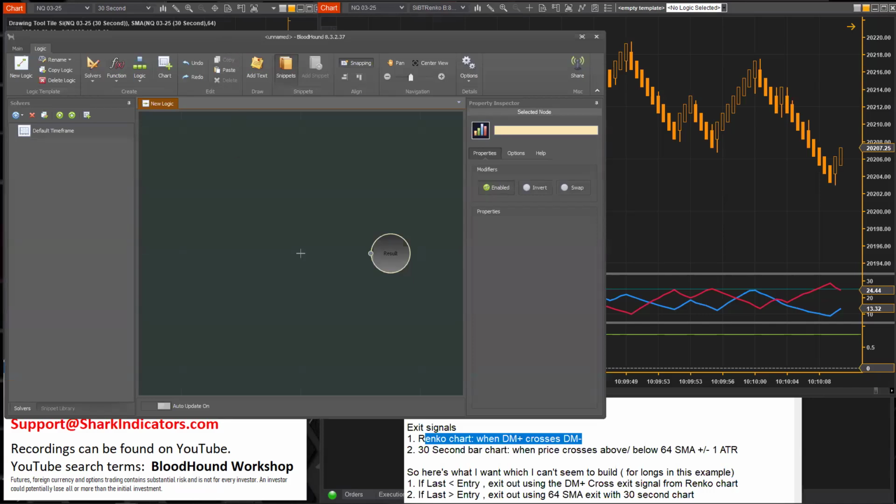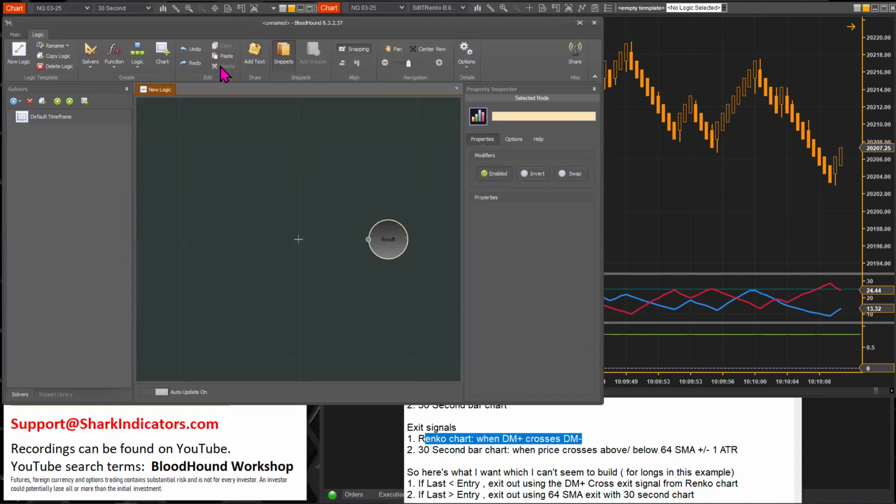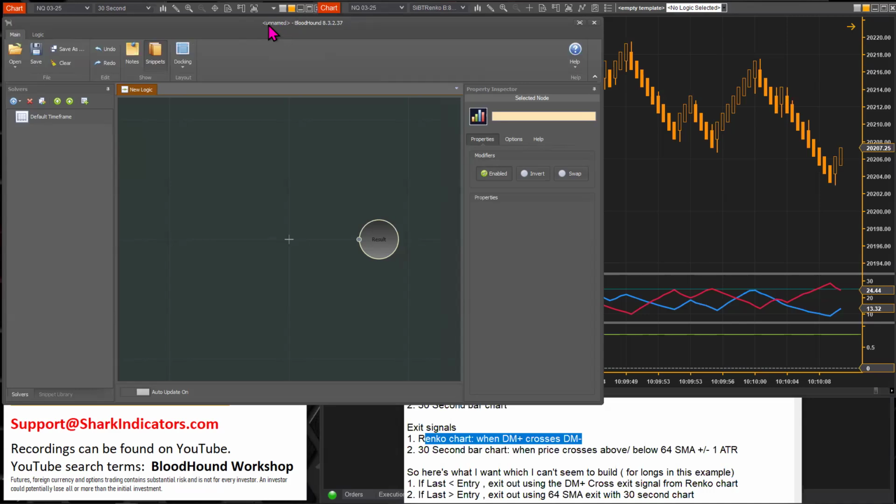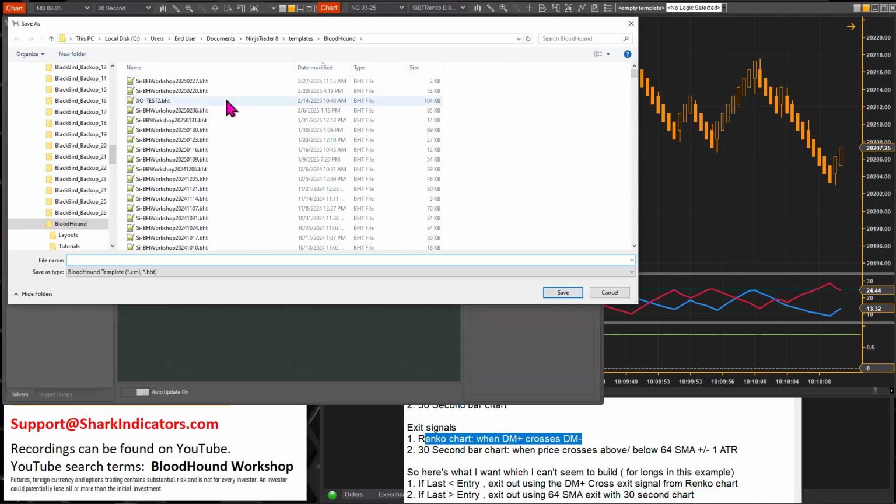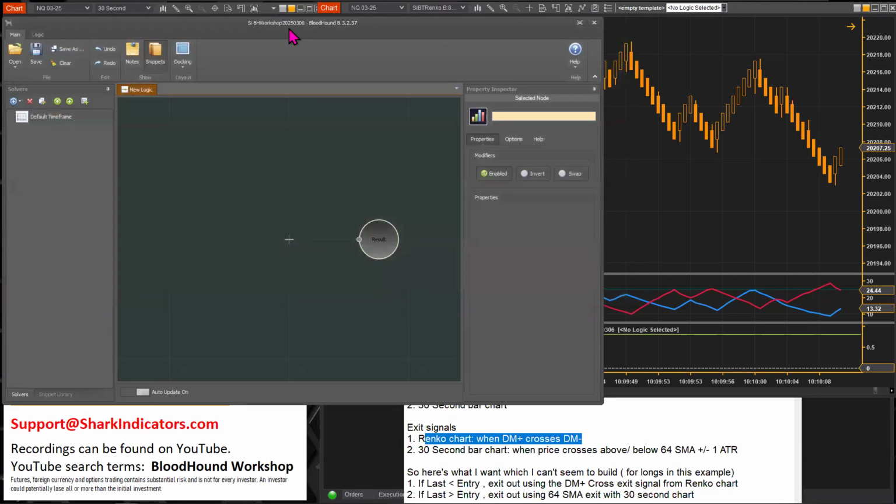All right. So the first thing you want to do when you start building something is create a file name here. Hit the save, and there we go. I'll use last week's file name and we'll just update it. So, all right, March 6th. There we go. Save that. Now that there's a file name in place for Bloodhound, all the work gets saved to that file name.